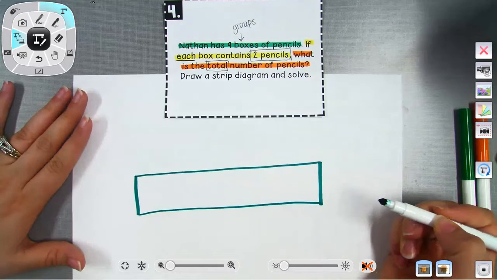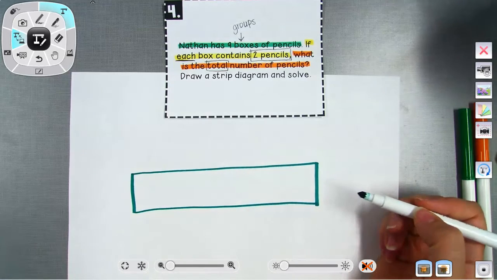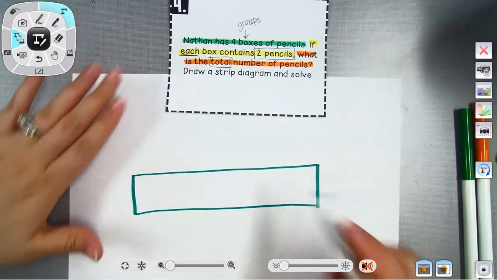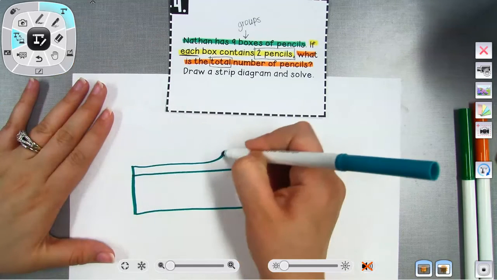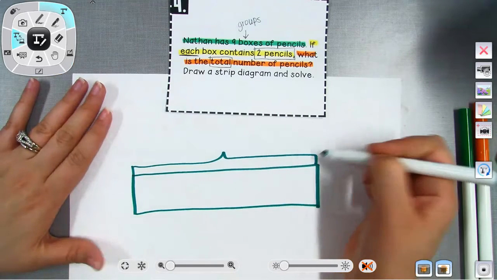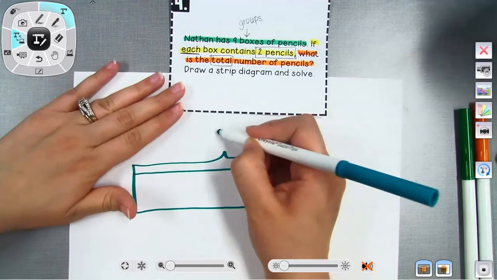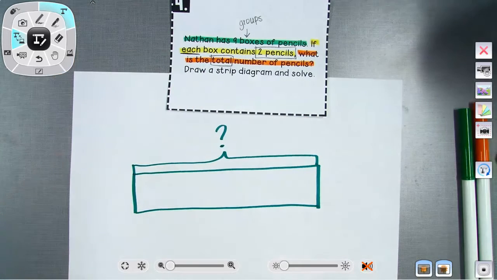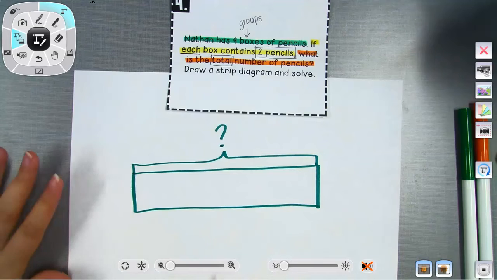Here's my rectangle. Now I need to make it big enough to put 9 boxes. And so I know you can draw this up top. I know that I'm going to need to find my total, so I'm just going to put a question mark right there. Okay, so far right now you should just have what I have on my paper.